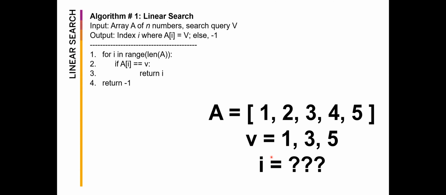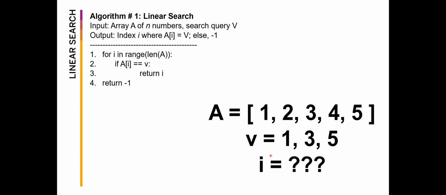Again, look at the algorithm here. We should be returning the index where V is found. So if this is the array and our search input is 1, what should be the output I? Two. Okay, so why is 2 the answer? Index 1.